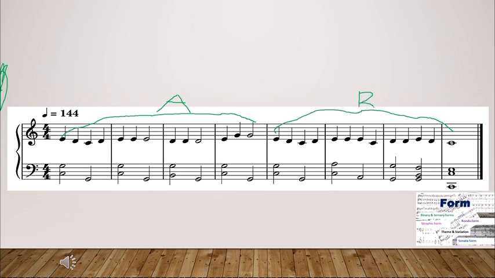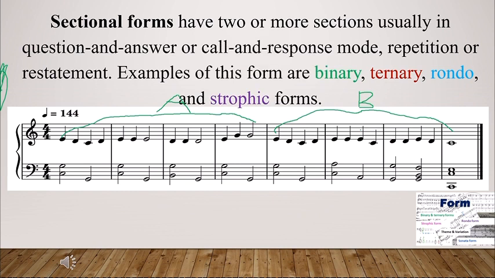It has sections. Now this AB form is binary form. So in sectional form, we have two or more sections, usually in question and answer, or in call and response mode. So you usually have repetition or restatement, as the case may be. Examples of sectional forms include the binary, ternary, rondo, and strophic forms. So this is just an example of binary form.